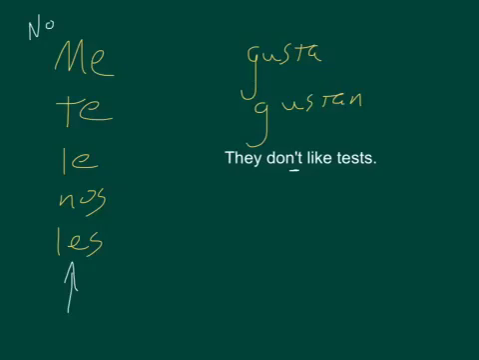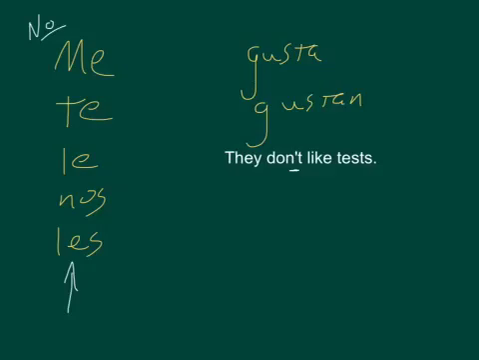You don't like would be no te gusta. He or she doesn't like would be no le gusta. We don't like would be no nos gusta. They don't like would be no les gusta. And if you want to make it positive, they do like, you just say me gusta, te gusta, le gusta, nos gusta, les gusta. But if you want to make it negative, you just add the no.